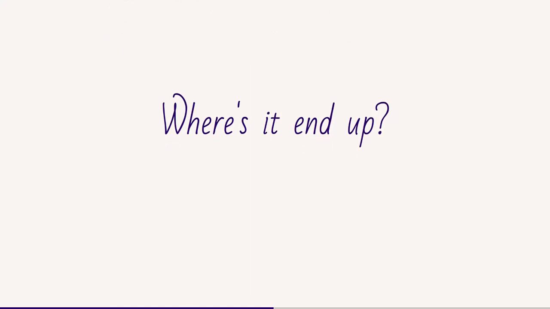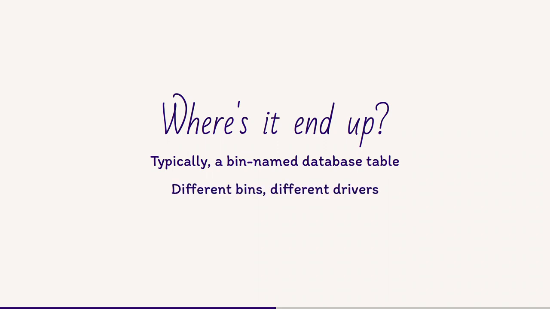So where does all this cache stuff end up? Well, typically it ends up in a database table named after the bin. If it goes to Redis or Memcache, it's going to end up somewhere in there. Different bins can usually have different drivers. You can, in fact, configure Drupal to say, this bin goes to Redis, this bin goes to the database table, this one goes to Memcache. Why you would do that, I don't know, but you can do it.